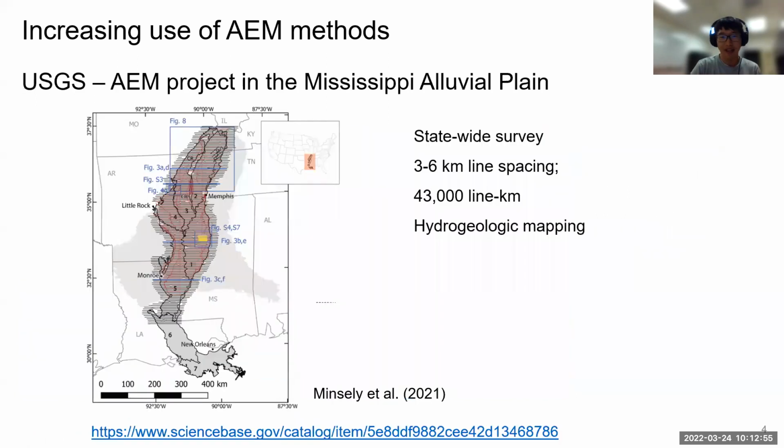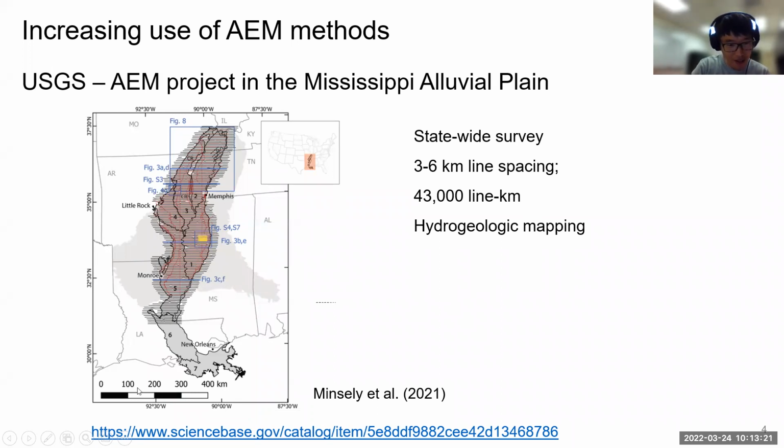Okay. And this is another example, a little bit smaller scale. This is led by USGS and Burke Minsley's group. So this is an airborne EM project in the Mississippi alluvial plain. This was very specific for hydrogeologic mapping. And this is more like a statewide survey. This boundary shows the states in the US. And I think this is the Mississippi River.